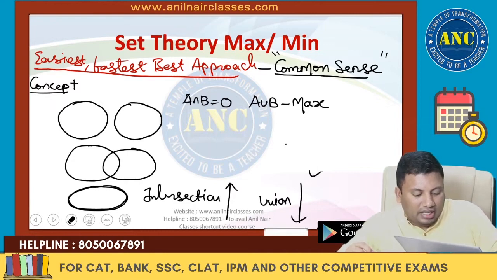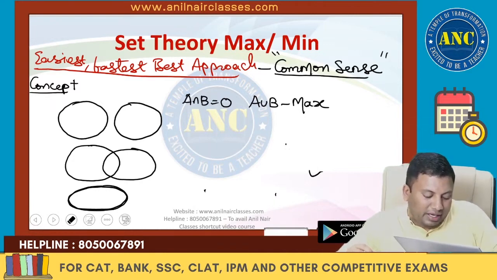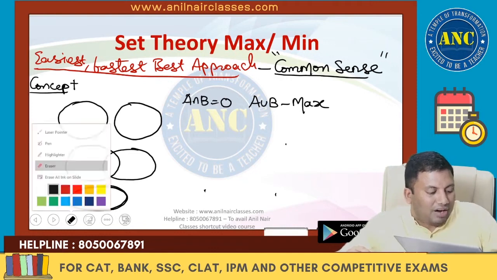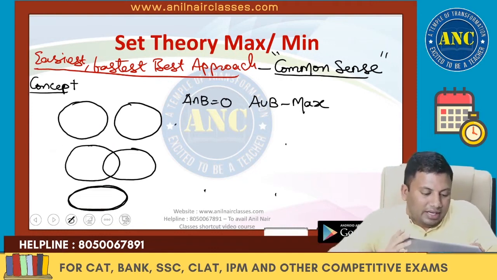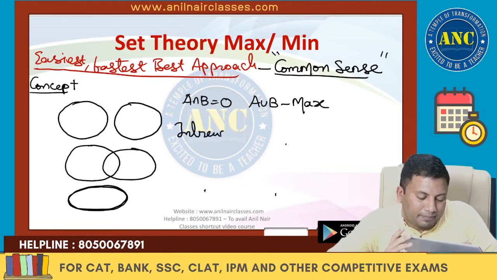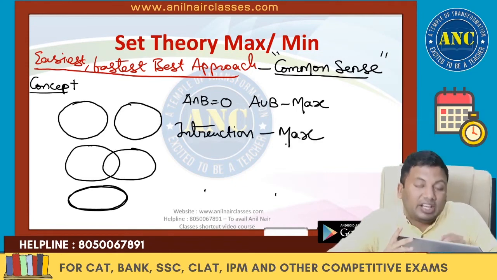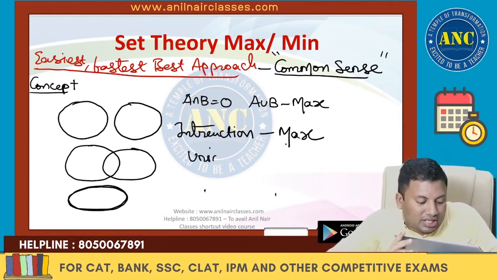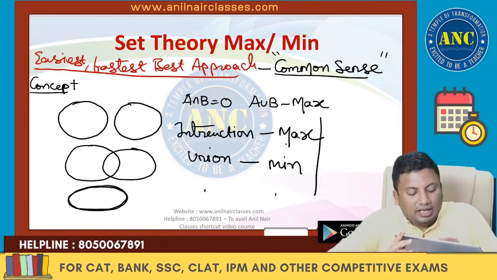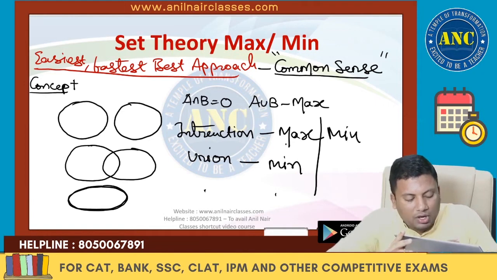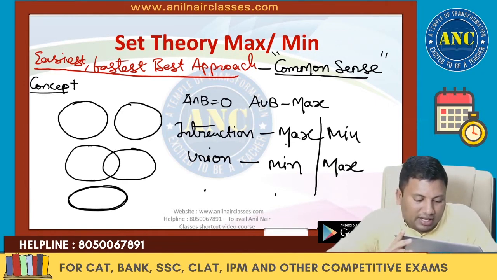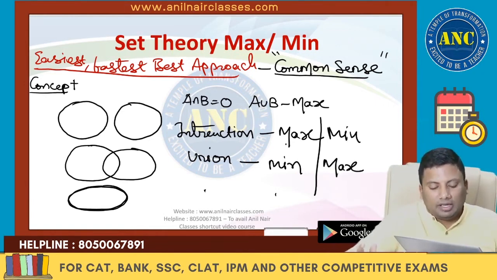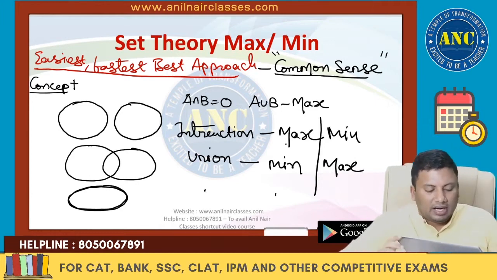After understanding this, if you observe the behavior of the circles, when far apart, if the intersection is maximum, that is what I said. I will come back to this point at the beginning of the class. Union is nothing but minimum. If the intersection is minimum, union is nothing but maximum. I hope it is clear.